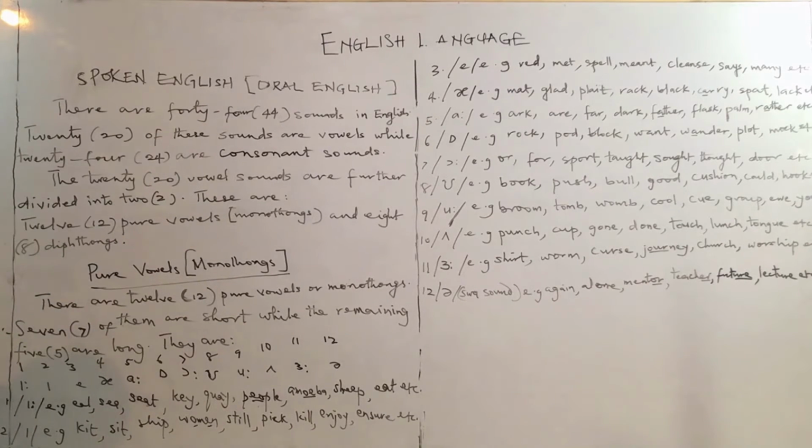So there are 44 sounds in English. 20 of these sounds are vowels, while 24 are consonant sounds. The 20 vowel sounds are further divided into 2: 12 pure vowels or monothongs and 8 diphthongs. But now we just want to look at the monothongs and some examples we have given on the chalkboard.